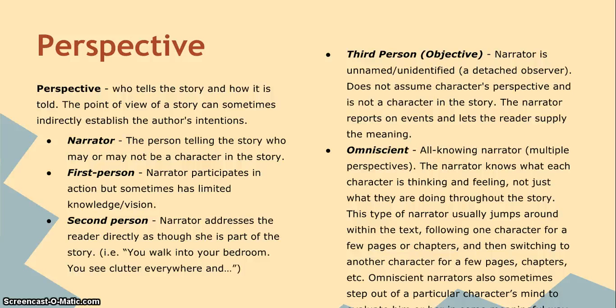An omniscient narrator is an all-knowing narrator. They have multiple perspectives. The narrator knows what each character is thinking and feeling, not just what they're doing throughout the story. This type of narrator usually jumps around within the text, following one character for a few pages or chapters, and then switching to another character for a few pages, chapters, etc. Sometimes they step out of a character's mind to evaluate him or her in some sort of meaningful way.